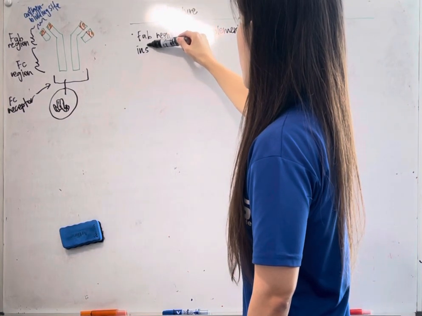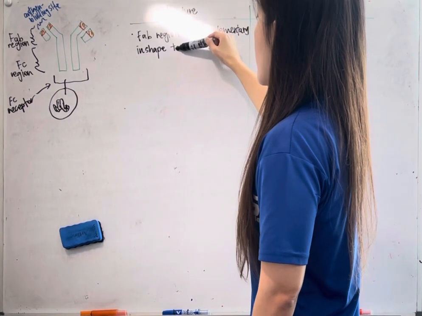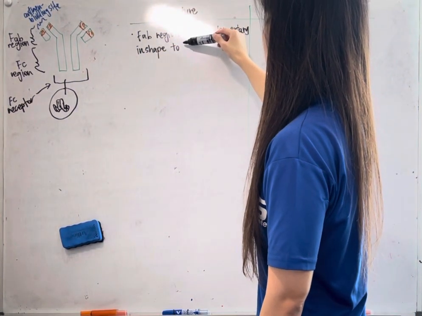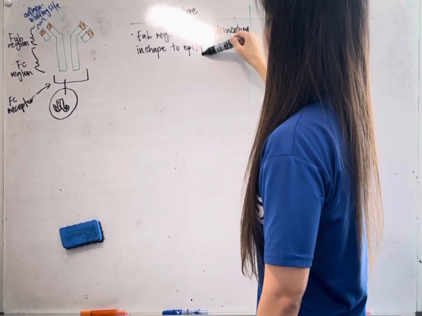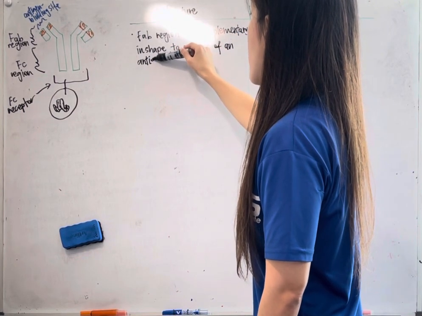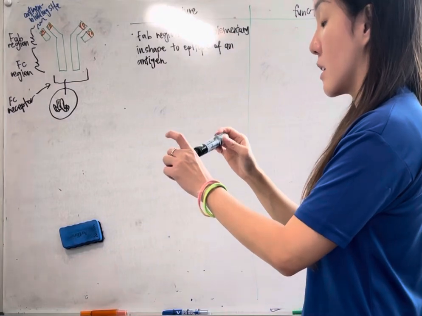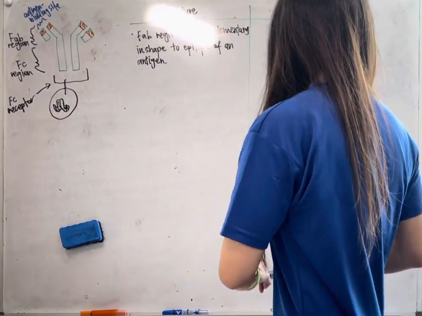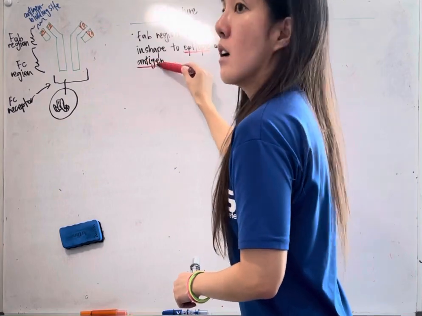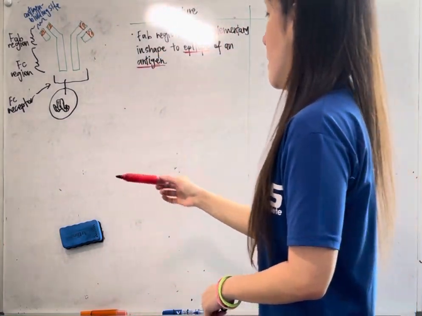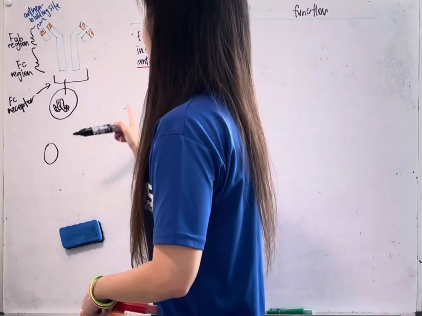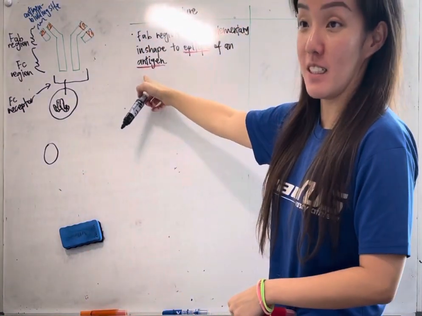So it's complementary in shape to this viral epitope, or epitope of the antigen. Please take note, I realize some students do not know the difference between epitope and antigen. What's the difference? This is a subset of these.